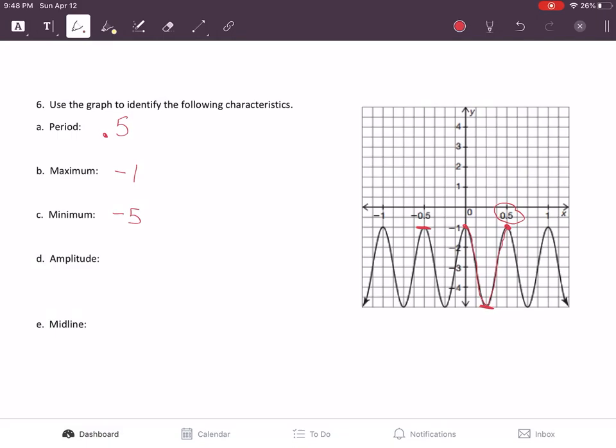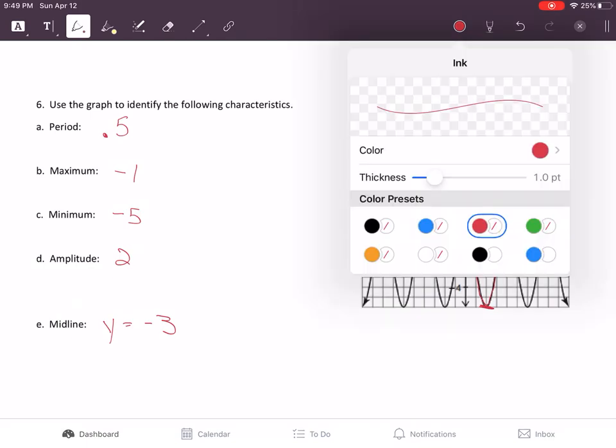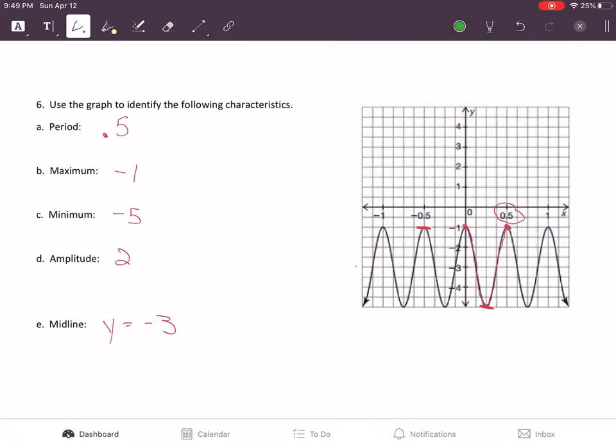Your amplitude, we take from -5 to -1, that is going to be the height of 4. So 4 divided by 2 is 2. The amplitude is 2. And then if we take the midline, -1 plus -5 is -6. -6 divided by 2 is y equals -3. And you can see that here. I'm going to change the color. The midline is going to be at -3, and that cuts the graph along that horizontal line right in half.